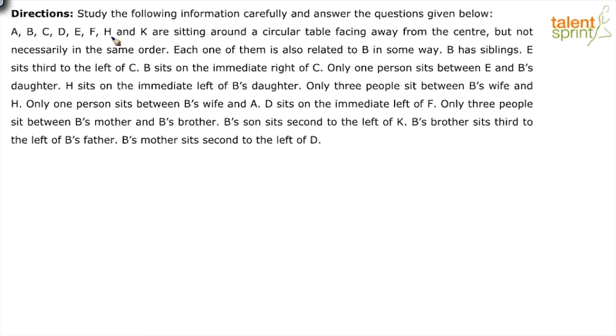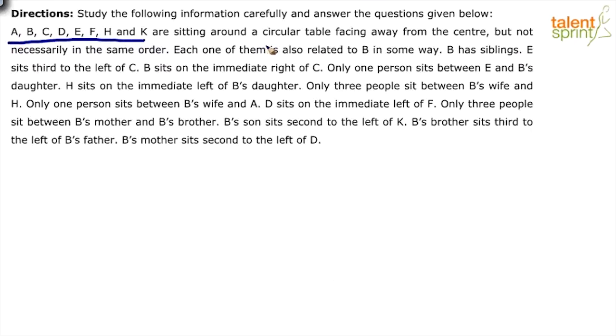A, B, C, D, E, F, H and K. There are 8 persons, right? The count of persons is very important. So, there are 8 persons here who are sitting around a circular table. Count of the persons is very important. So, 8 persons sitting around a circular table.